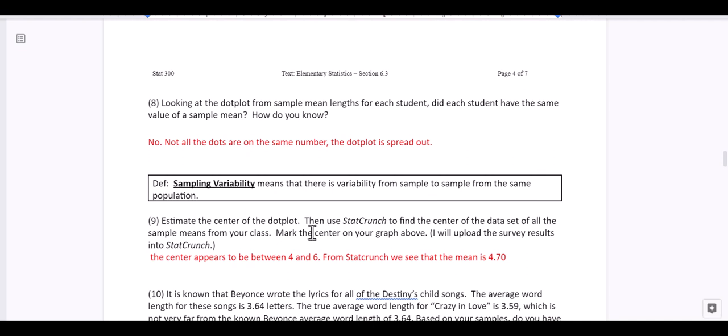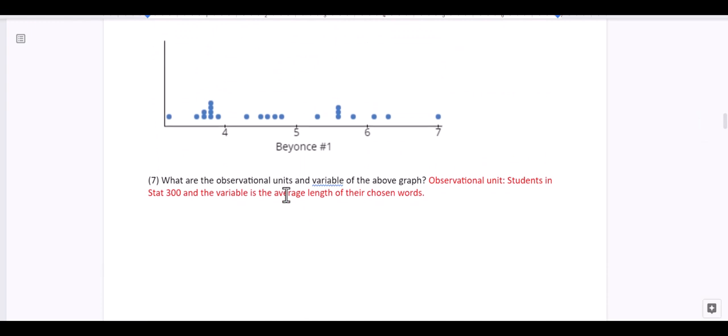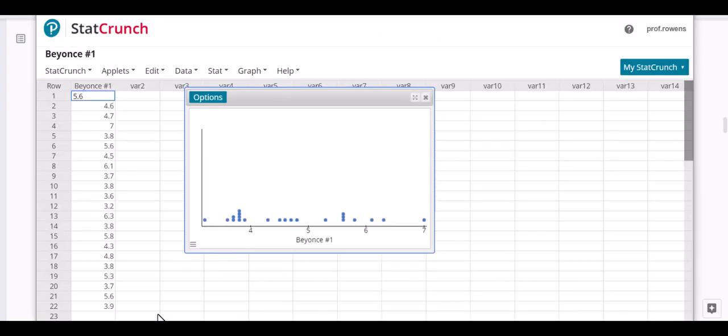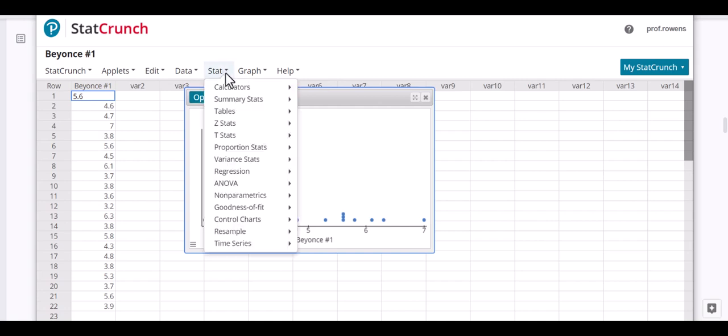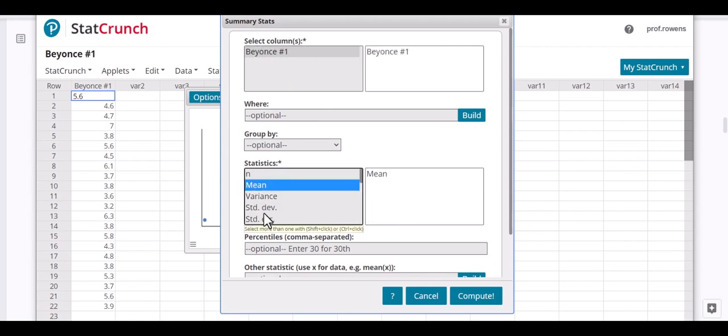Estimate the center of the dot plot, then use StatCrunch to find the actual center. The center appears to be between 4 and 6 by looking at the dot plot. Once you actually find it, you can put that in here. So let's go back to StatCrunch. One way we can do it is to go to Stat, then Summary Stats, then Columns, and then Beyonce. We want to find the mean, and also the standard deviation just to see how much we vary. Hold the control key down and select standard deviation, so those are the two things you're going to be computing.